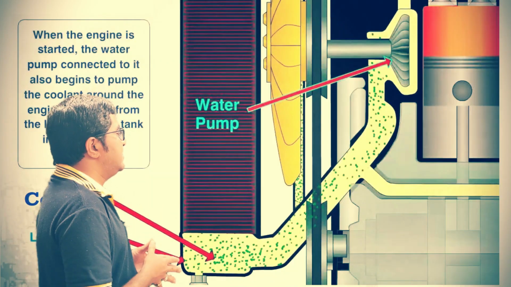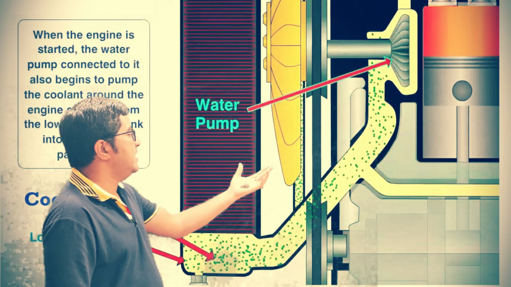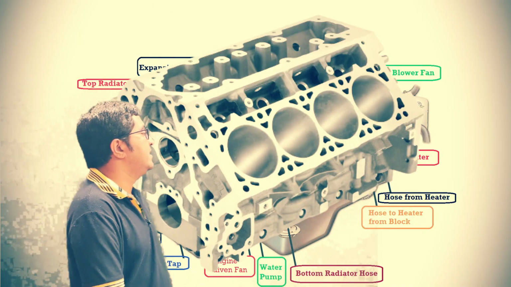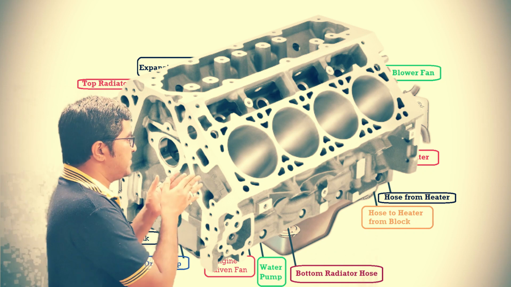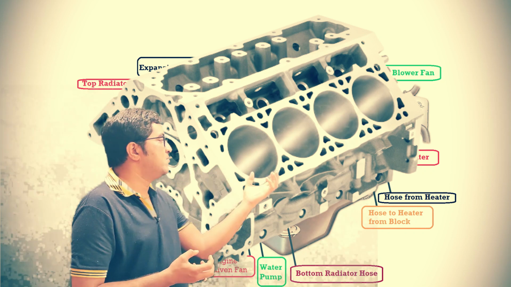Whenever the engine starts, the pump also begins to flow the coolant from the engine water jacket. Here you can see that some spacings are provided in the engine body. In this spacing the coolant will flow and it will absorb the extra heat from the engine body.